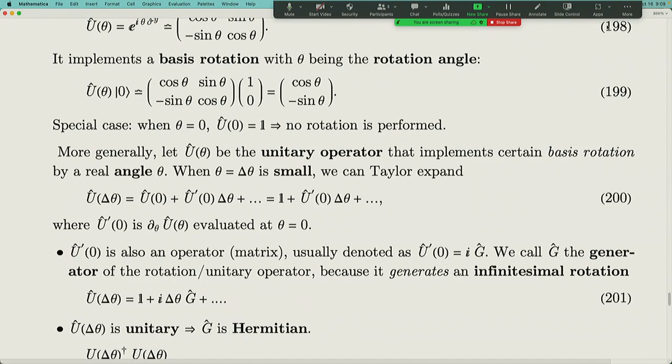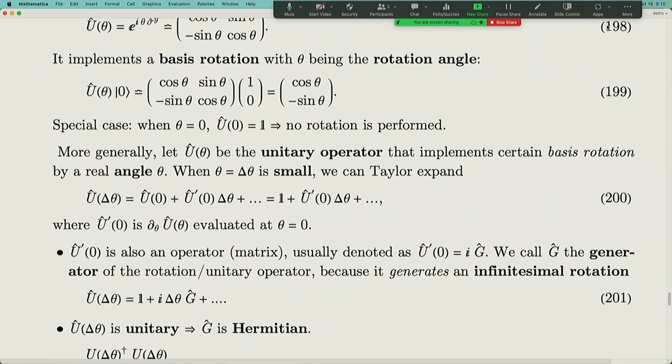So what do I mean by this U hat with a prime, with a first order derivative? That means I'm taking the derivative with respect to theta for every matrix element inside this matrix. And that still forms a matrix, right? For example, for cosine, if you take a prime, it becomes minus sine, and sine goes to cosine, and something like that.